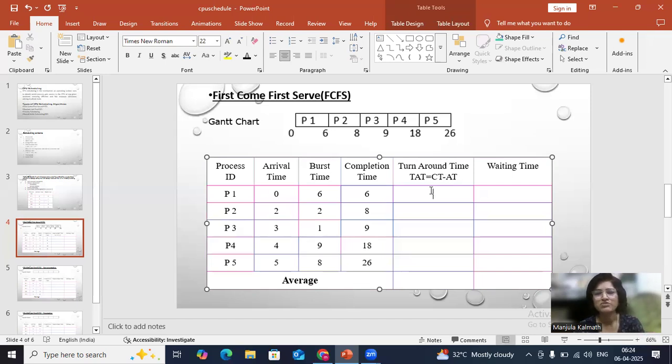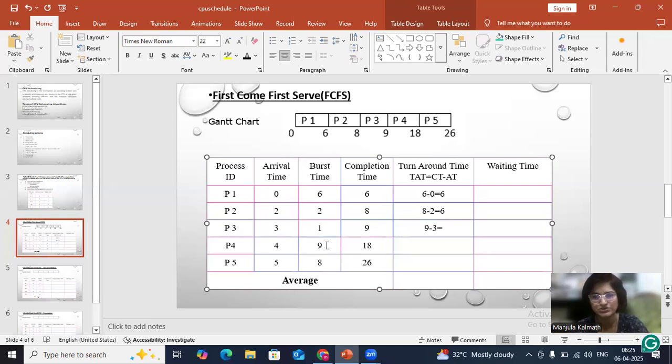Now the completion time is 6 and the arrival time is 0. 6 minus 0 is 6. Then next, completion time 8 and arrival time 2. 8 minus 2 equals 6. Then next, completion time 9 and arrival time 3.